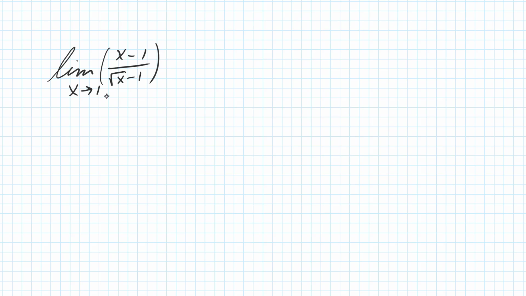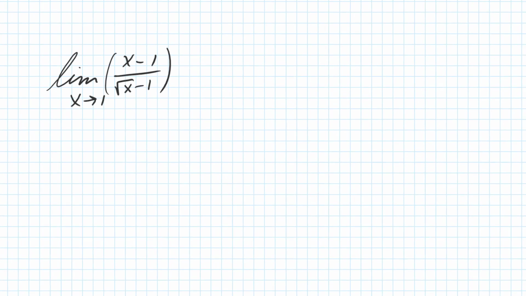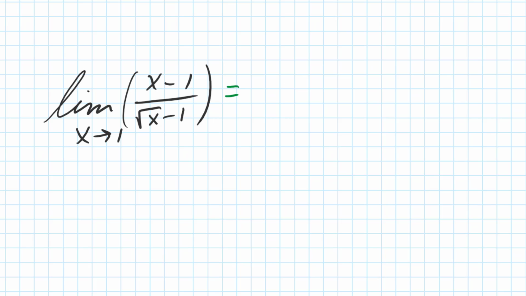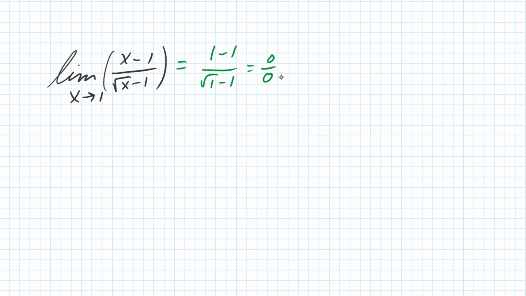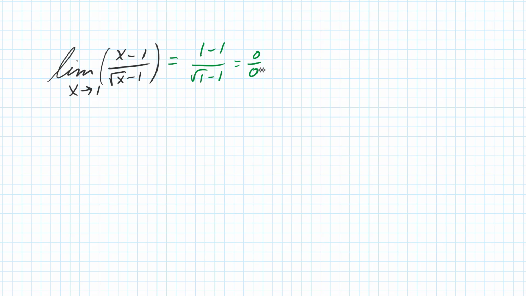Okay, so here we want to take the limit as x approaches 1 of this rational expression. First note that if we do direct substitution, we'll have 1 minus 1 over the square root of 1 minus 1, which is 0 over 0. And now that's indeterminate. Okay, so that tells us nothing.